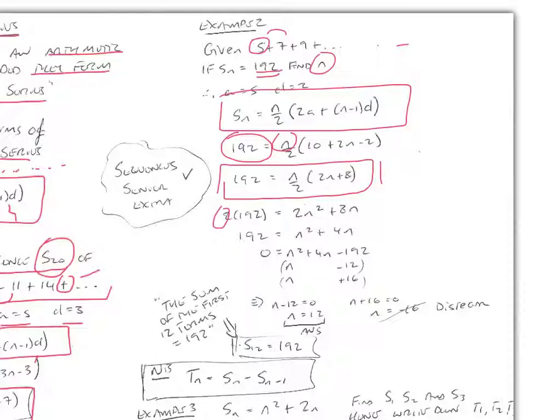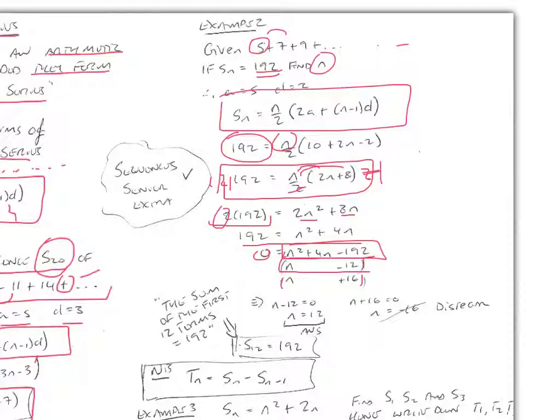So if I put a 2 there, these 2s would cancel. I end up with 2 times 192 is equal to 2n squared plus 8n. So this 2 is cancelled out here. It's just algebra. So 192 is equal to n squared plus 4n. So n squared plus 4n minus 192 is equal to 0. So we have this quadratic equation. We find the factors of that quadratic equation. They're n minus 12 times n plus 16.